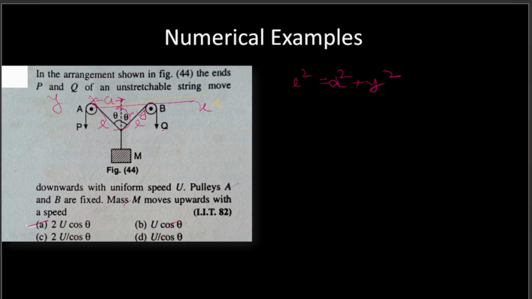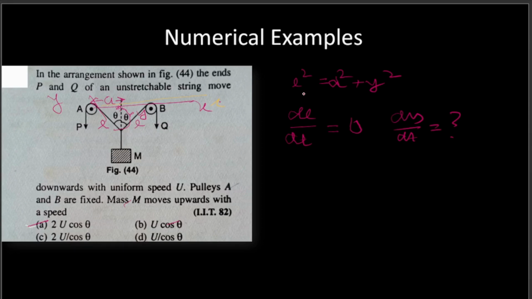Now, first of all, you need to know the initial condition here, because you know that the points P and Q are moving downward with a speed of u. So you must know that dL by dt, that is the rate at which the length L will change, is u. This is the condition, and you need to find dy by dt. This is our aim. You want to find dy by dt.